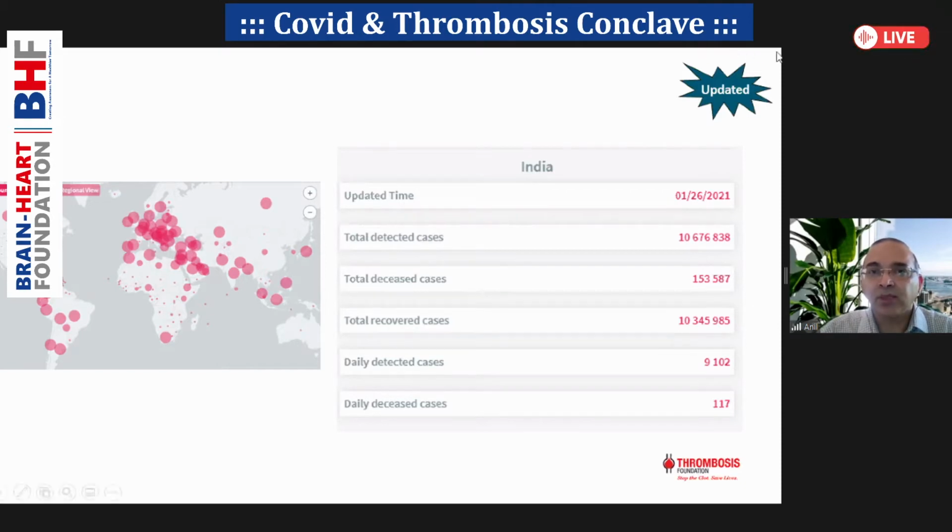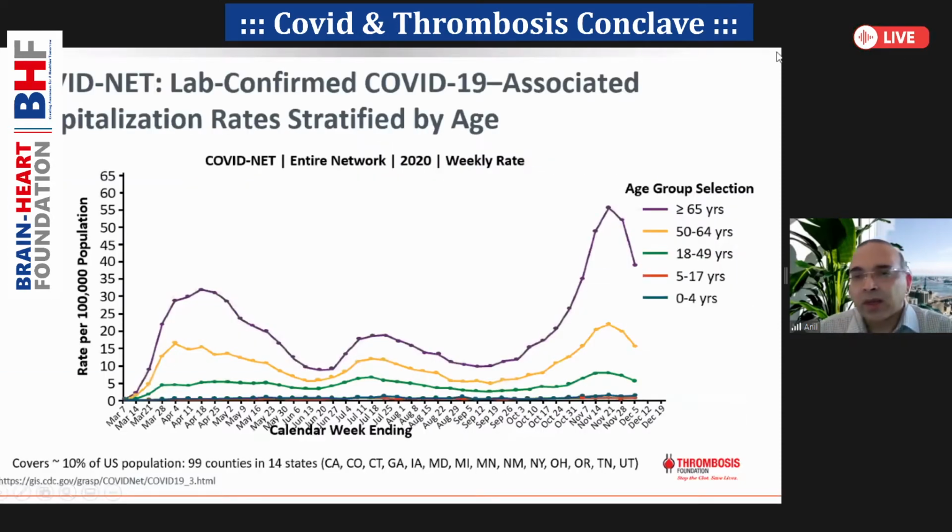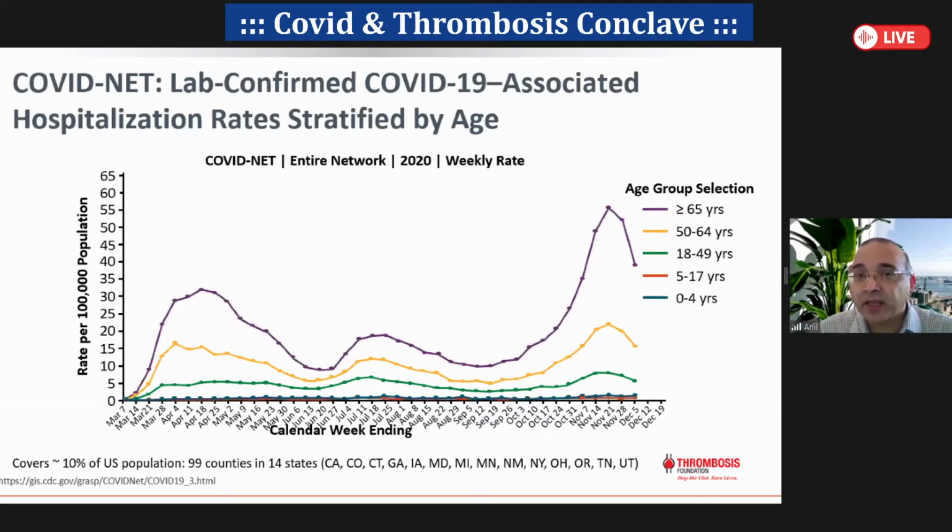I'm just trying to move the slides. Yeah. And we also know that the highest incidence of COVID is seen in the ages above 50, 60, in the 70 bracket. And we know that it differentially affects the patients who are more elderly. We also know that in countries in the West, it has differentially affected ethnic minorities.